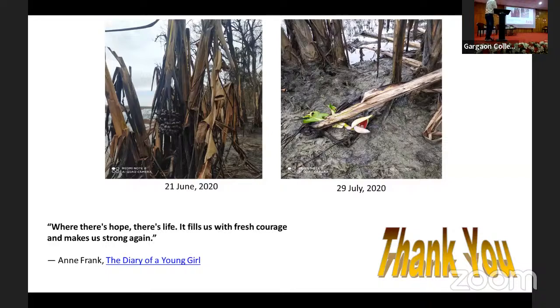So I found a very interesting line from the Diary of a Yogi, where there is a book, there is a light. It fills us with courage and takes us forward. We have to be prepared for any kind of natural or man-made disaster.